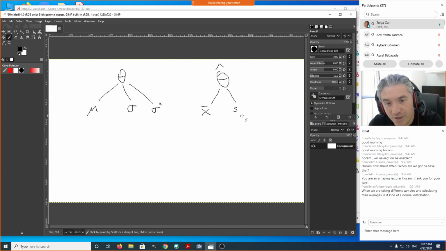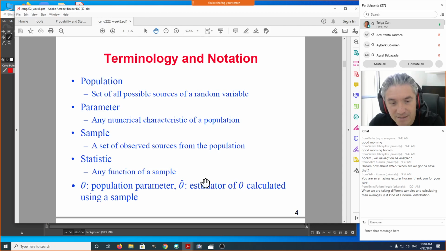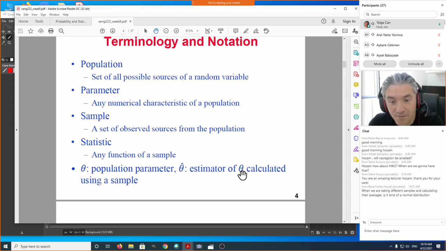But we use sample statistics, x bar and s, as an estimate for mu and sigma. So that's how they're related. As I said, this is a generic term. Theta is a generic term for any population parameter. Theta hat is an estimator of theta calculated using a sample.